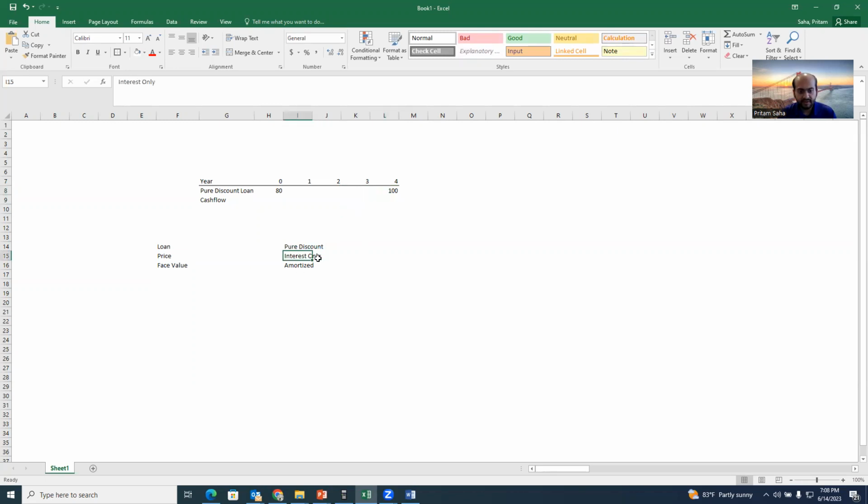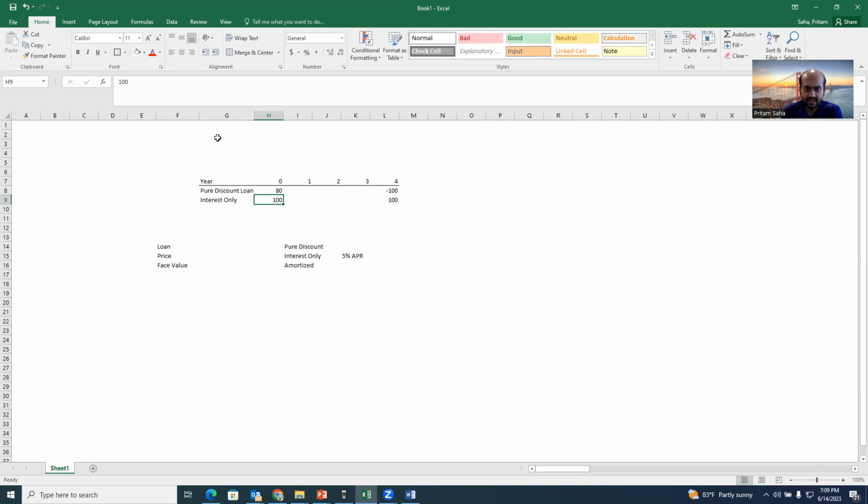Interest only. So let's say the face value of the loan is $100 and the loan is issued at 5% APR. Payment is annual. So that means today the borrower will receive $100. Let's make the sign: if the borrower receives, that's positive; if the borrower pays, that's negative.